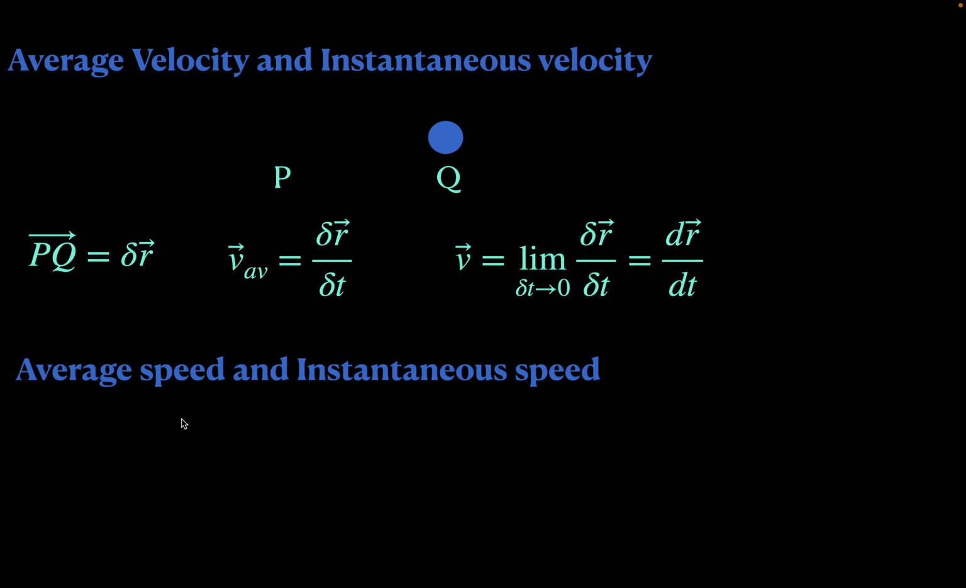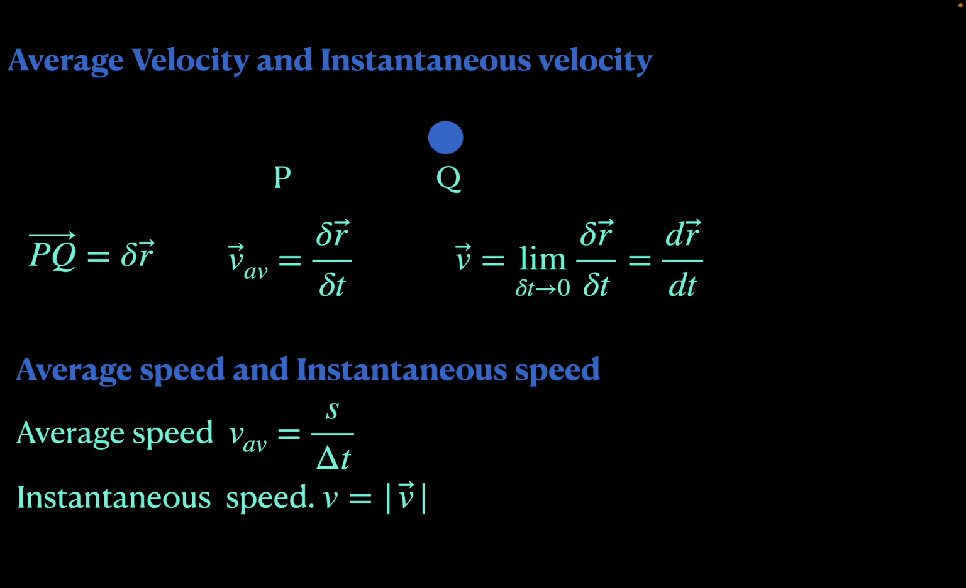Now let's discuss average speed and instantaneous speed. Average speed, v_av, is the total distance traveled in the time duration delta t upon the time duration delta t. The instantaneous speed is obtained by taking the modulus of the instantaneous velocity.